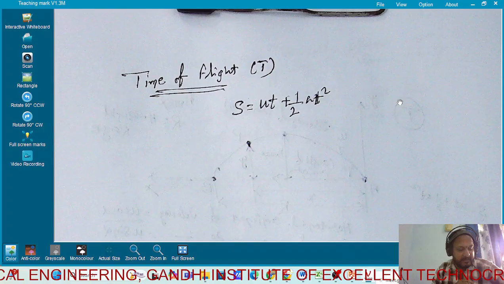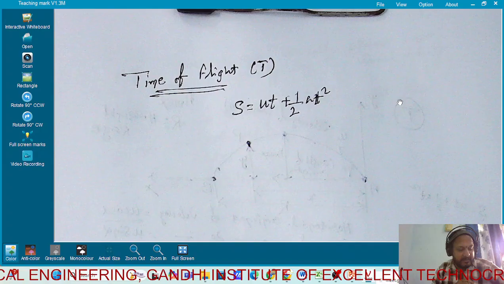Time to reach the highest point. Clear? So this is the highest point or not? Yes, sir. At the highest point, what is it called? H max. So time to reach the highest point, how do you find? T by 2. Yes, it is T by 2. That is time of flight by 2.